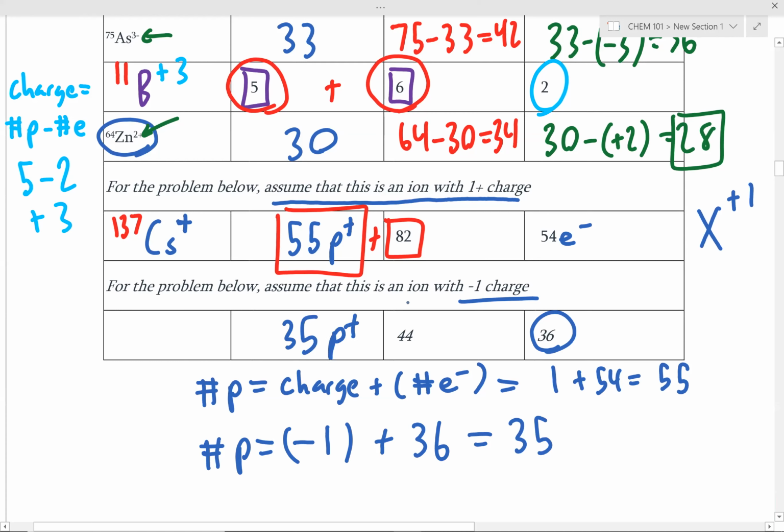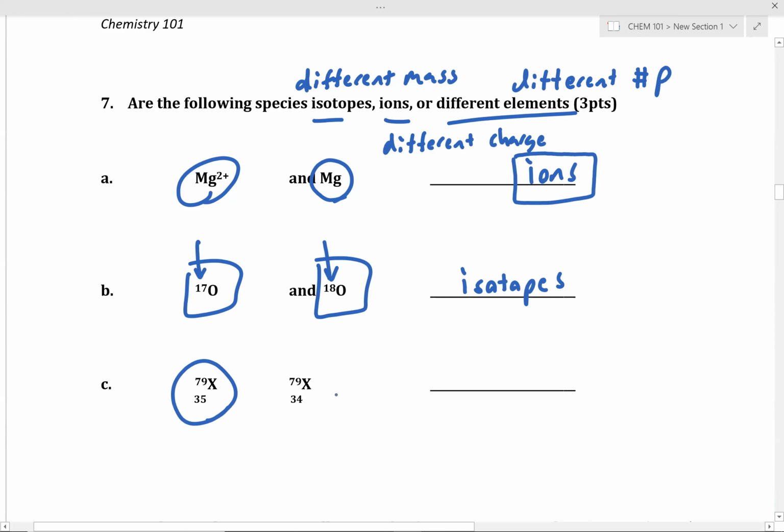Okay, oxygen 17 and oxygen 18, would we call these isotopes, ions, or different elements? Isotopes. We have a different mass number, so these are isotopes. Looking at the following two species in isotope notation, where is our number of protons? Where is our atomic number located? Bottom left. So let's highlight that with a different color. Here we go. So looking, do we have a different atomic number, different number of protons? So are these two elements different? Yes. So these are different elements.